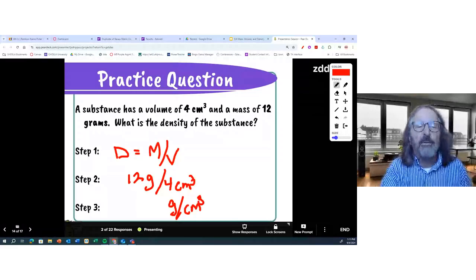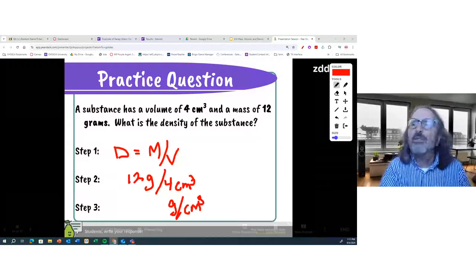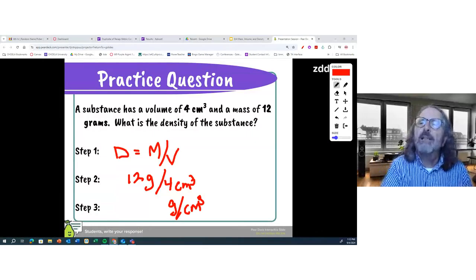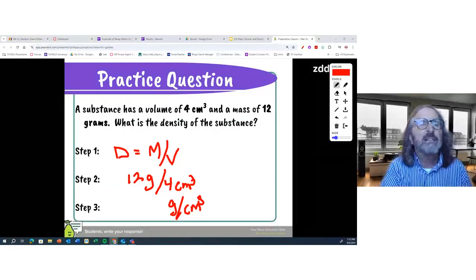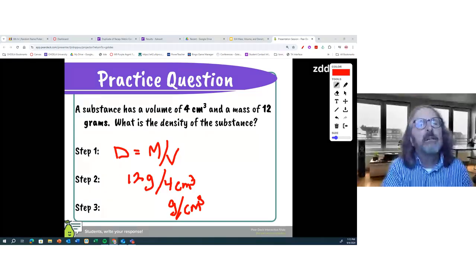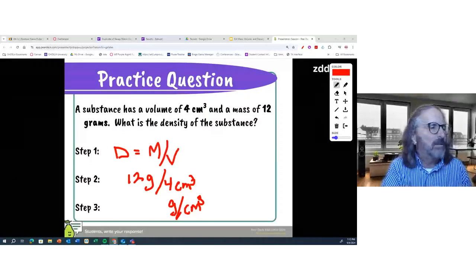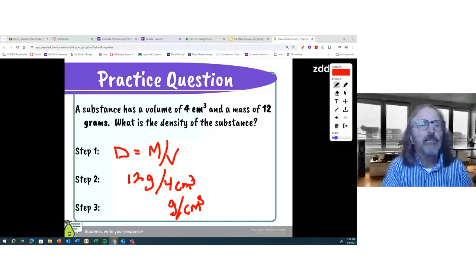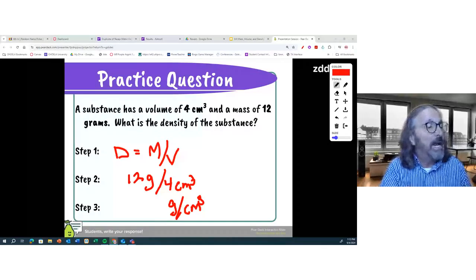Okay, there we go. Got to start the poll here. I'll give you 30 seconds. So we've got 205. What do you get? So if you take 12 divided by 4, what do you get? Just give me a number. 12 divided by 4. And if you could put grams per centimeter cubed, for every gram, it weighs this much. I've got a few of you.